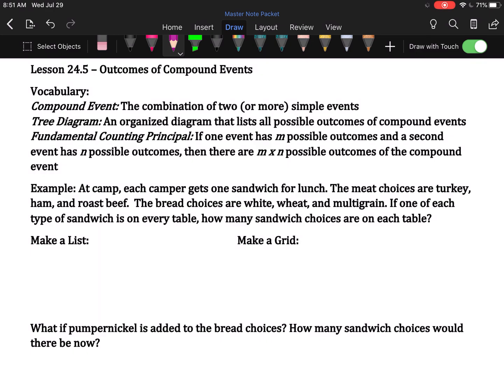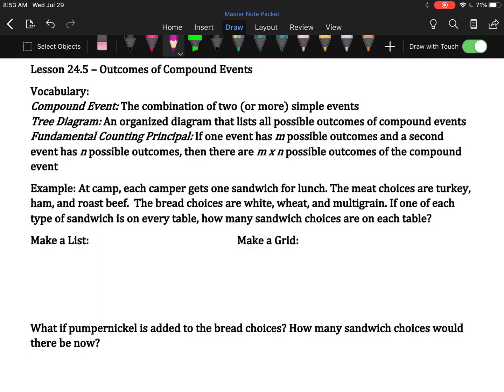Example, at camp, each camper gets one sandwich for lunch. The meat choices are turkey, ham, and roast beef. The bread choices are white, wheat, and multigrain. If one of each type of sandwich is on every table, how many sandwich choices are on each table? So there are two ways we can go about figuring this out. 3, really. First is to make a list.